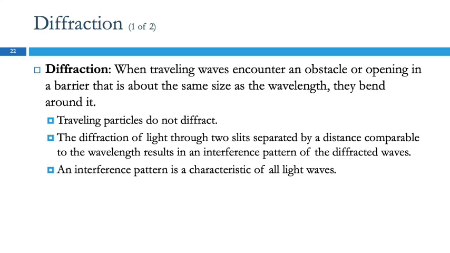Diffraction is when traveling waves encounter an obstacle or an opening in a barrier, they will bend around that obstacle. Traveling particles don't do this. They just travel in straight lines. And we're going to get more illustration of this because this probably doesn't make a lot of sense right now. But the diffraction of light through two slits can result in an interference pattern of the diffractive waves. And this interference pattern is characteristic of all light waves, all electromagnetic radiation.